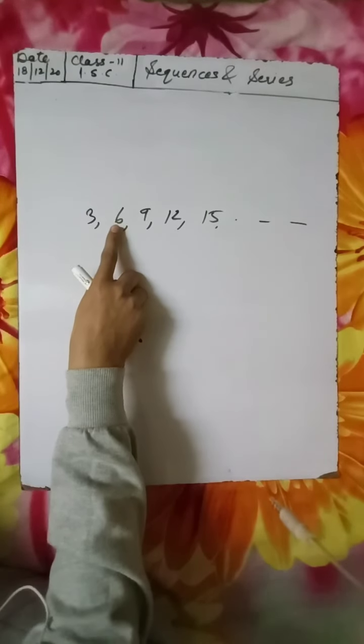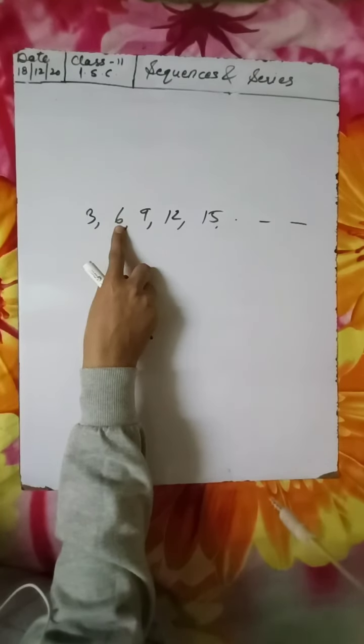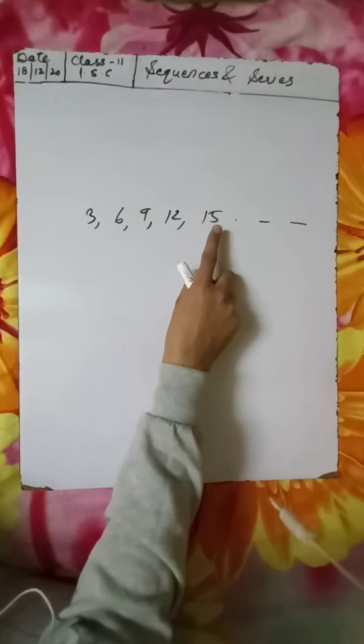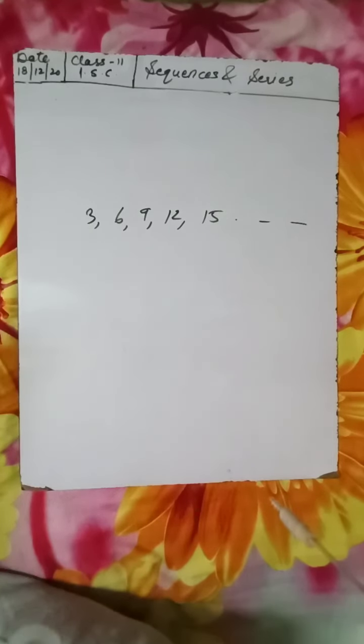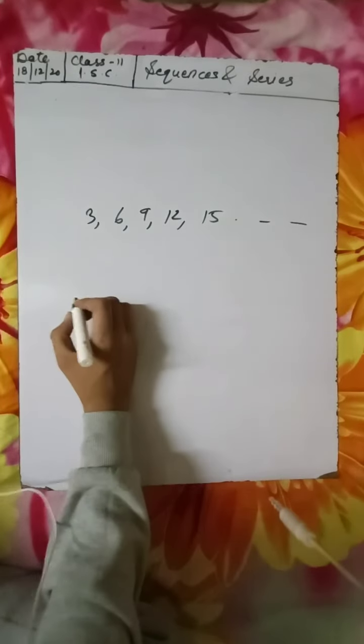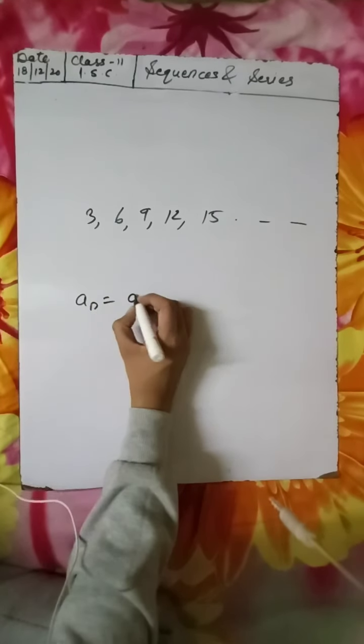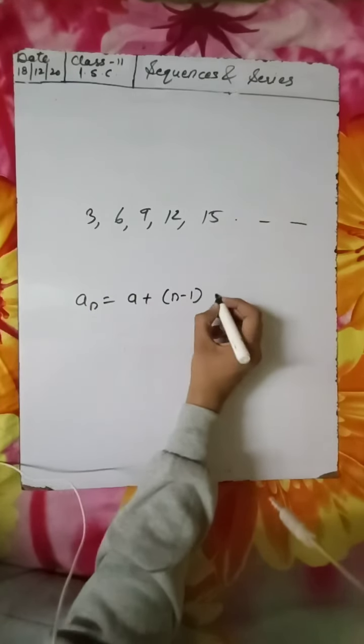That is 6 minus 3 is 3, 9 minus 6 is 3, 12 minus 9 is 3, 15 minus 12 is 3. That is the reason it is called an arithmetic progression. Okay, and we know the general term of an AP, or we can say the last term of an AP, that is an is equal to a plus n minus 1 into d.